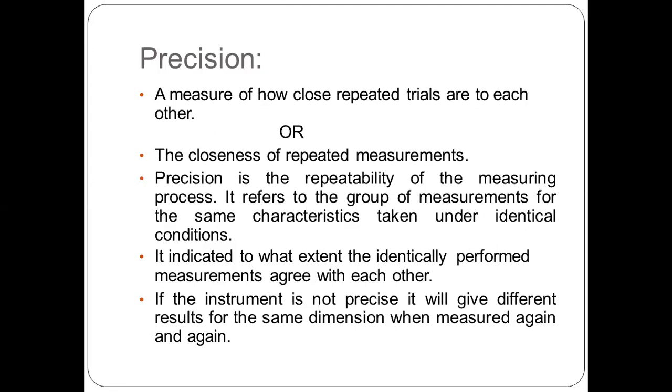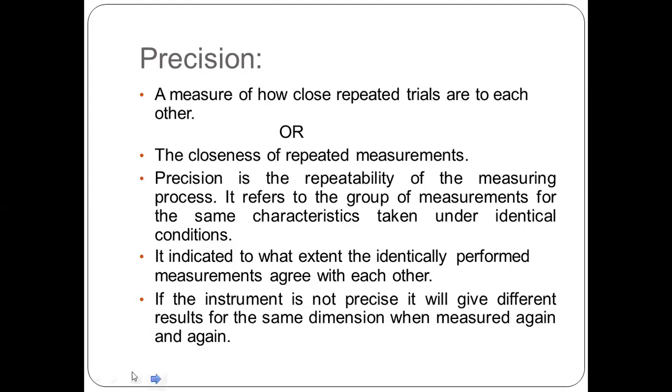That means the value repeats continuously when the group of measurements is taken under identical conditions, meaning the working conditions are the same, and a single person is measuring that value. This value will be different when another person measures it. So for the same condition, if the value is repeated, then it is called the precise value. It indicates to what extent the identically performed measurements agree with each other. If the instrument is not precise, it will give different results for the same dimension when measured again and again.